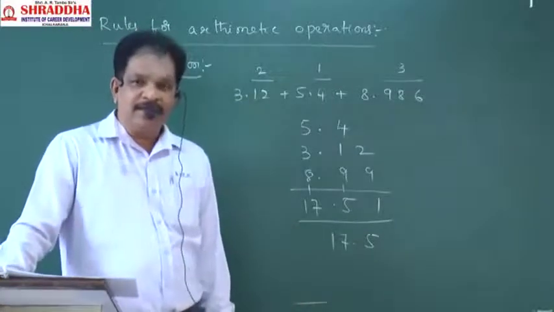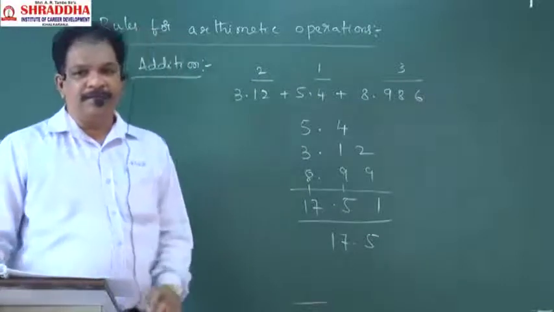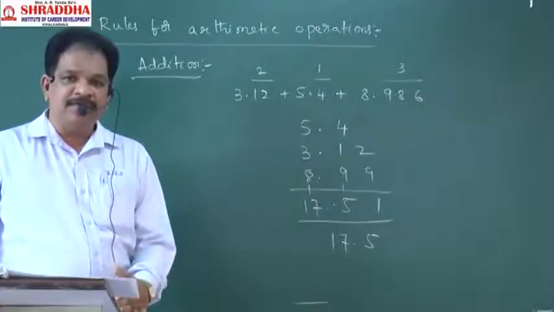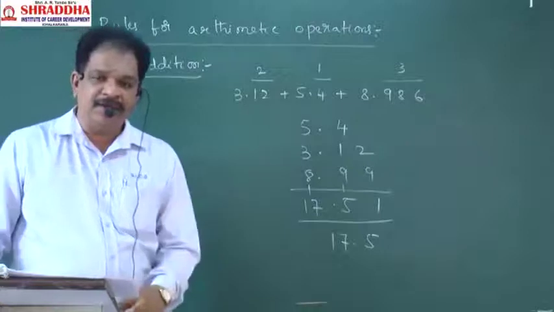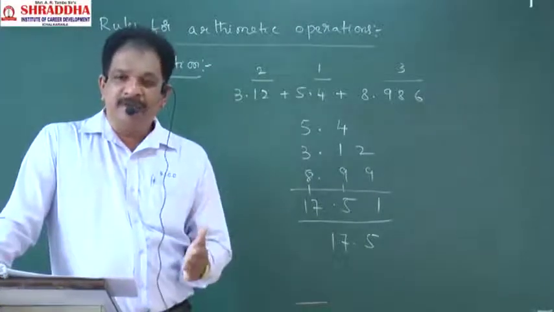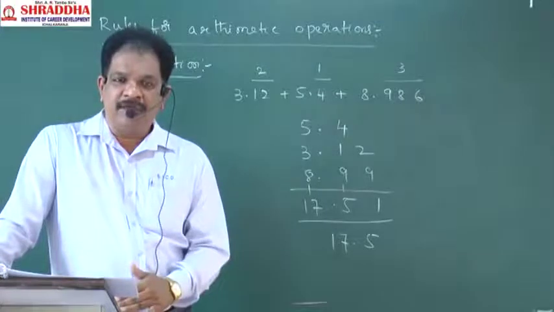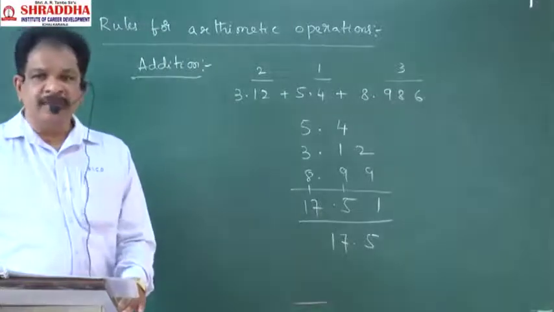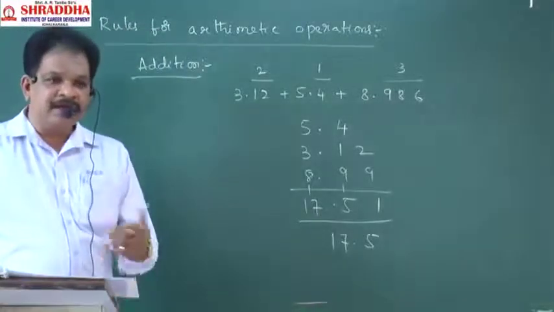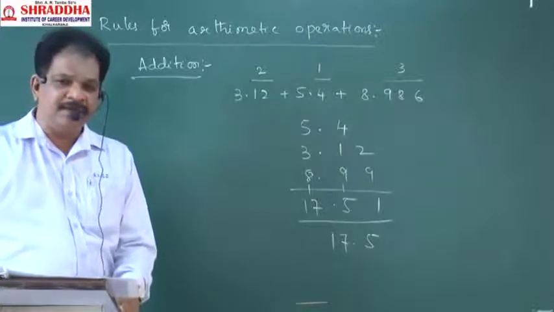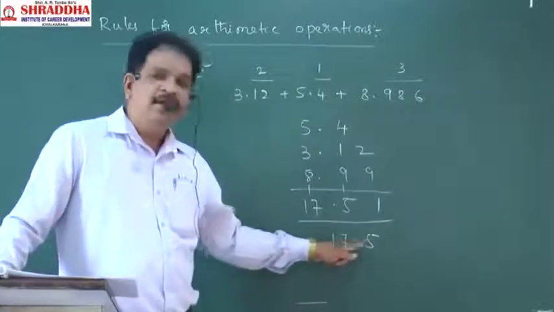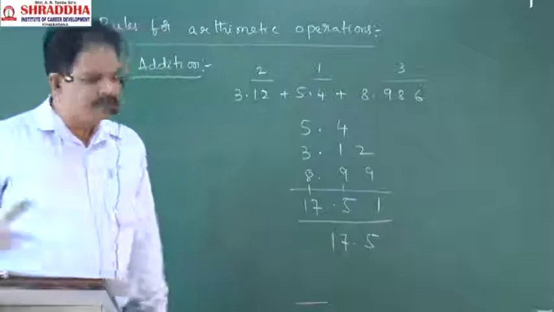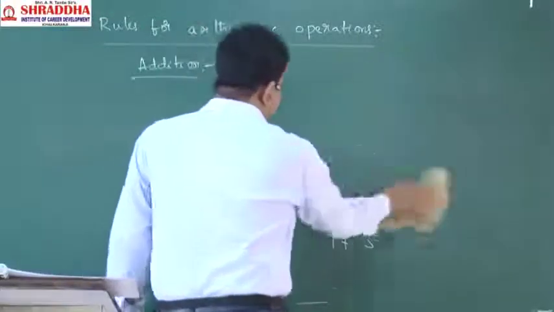17.5. Is that clear? In addition or subtraction, identify the number which has the least number of significant figures. The remaining numbers will be rounded to have one more significant figure. Then do that arithmetic operation. Then the final answer will be rounded to have the least number of significant figures. That is about addition and subtraction. I hope it is reaching you.